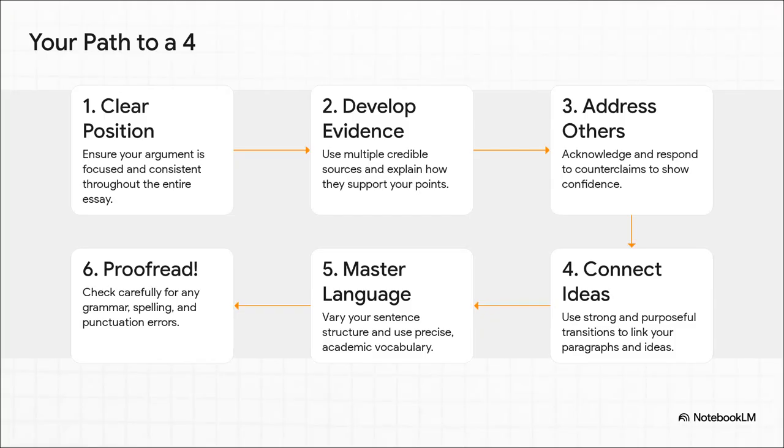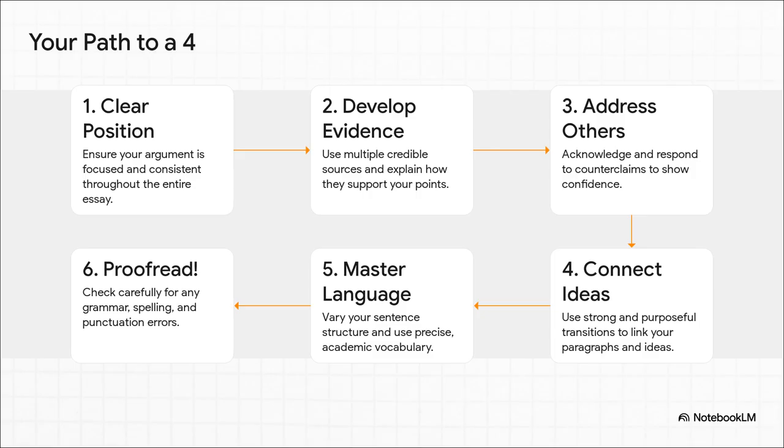All right, here it is, your checklist for getting a 4. Number 1, state a clear, focused position and stick with it. 2, develop your argument with solid evidence from different sources and explain how that evidence proves your point. 3, don't ignore the other side. Address the counterclaims directly. 4, connect all your ideas with strong, purposeful transitions. 5, elevate your language. Vary your sentences. Use strong vocabulary. And finally, number 6, and this is a big one, proofread.